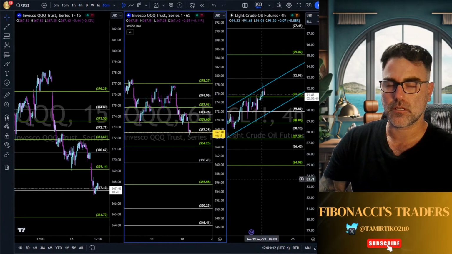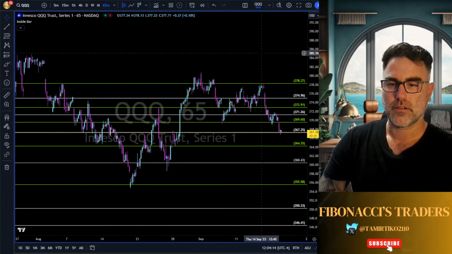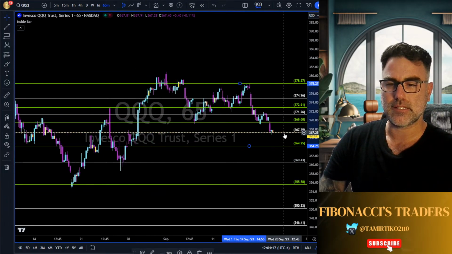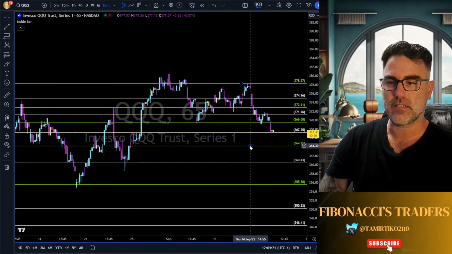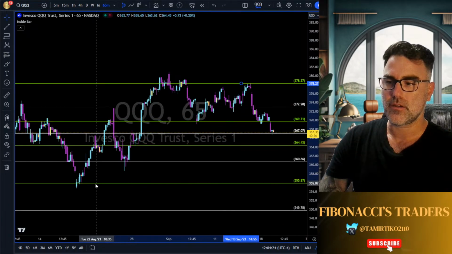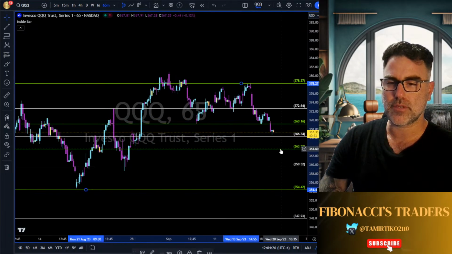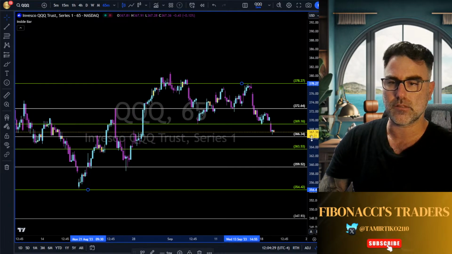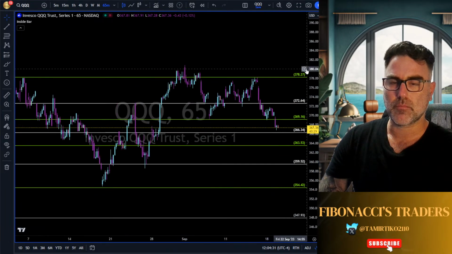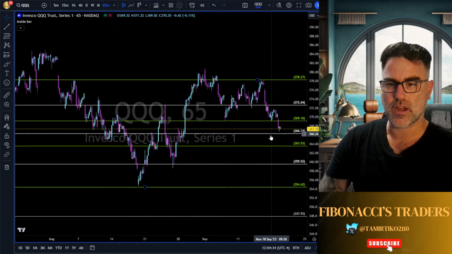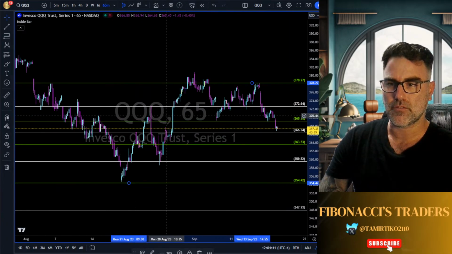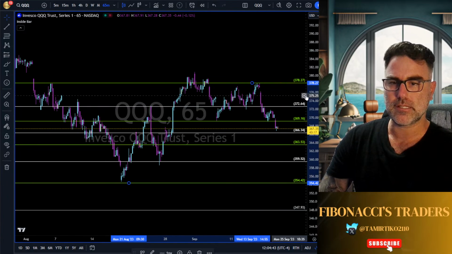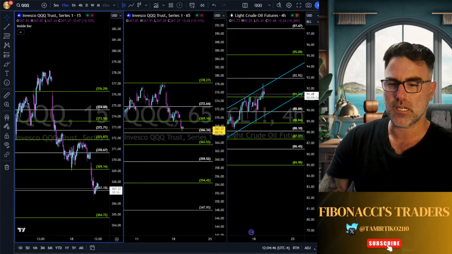Let's see the Qs. Qs 65. Once again, 367 needs to hold, otherwise we are heading towards the 364. We can take it over here. As you can see, 364, 363. It's always an area of support, an area of resistance. It's never an accurate price. It gives us areas of support. It's also the 618 retracement from this uptrend.